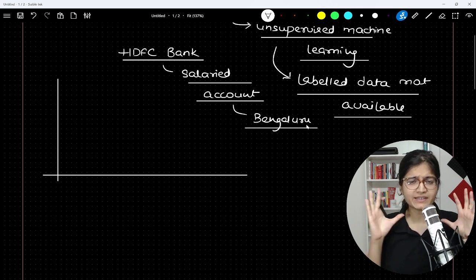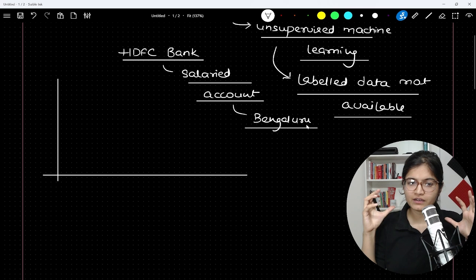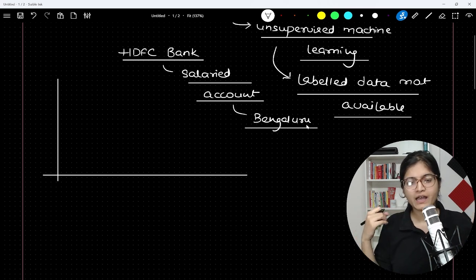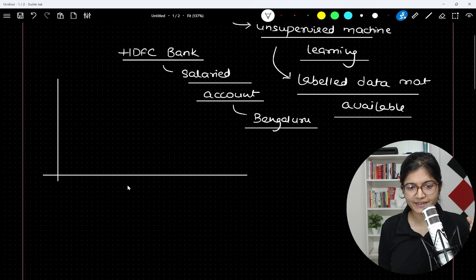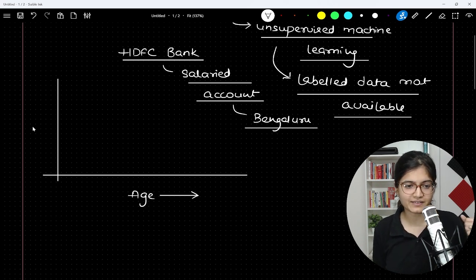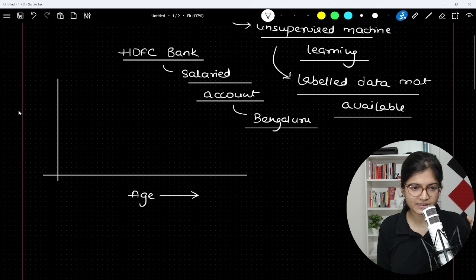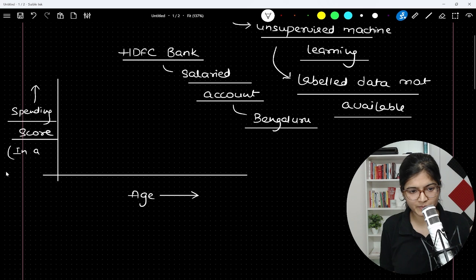Okay? Now let's assume that I will be having data points available with me. I have a lot of data sets available with me. And in the x-axis, I will be having the age of people. And in the y-axis, I will be having their, let's say, spending score, right? That within a month, and I'm talking about in a month, okay?